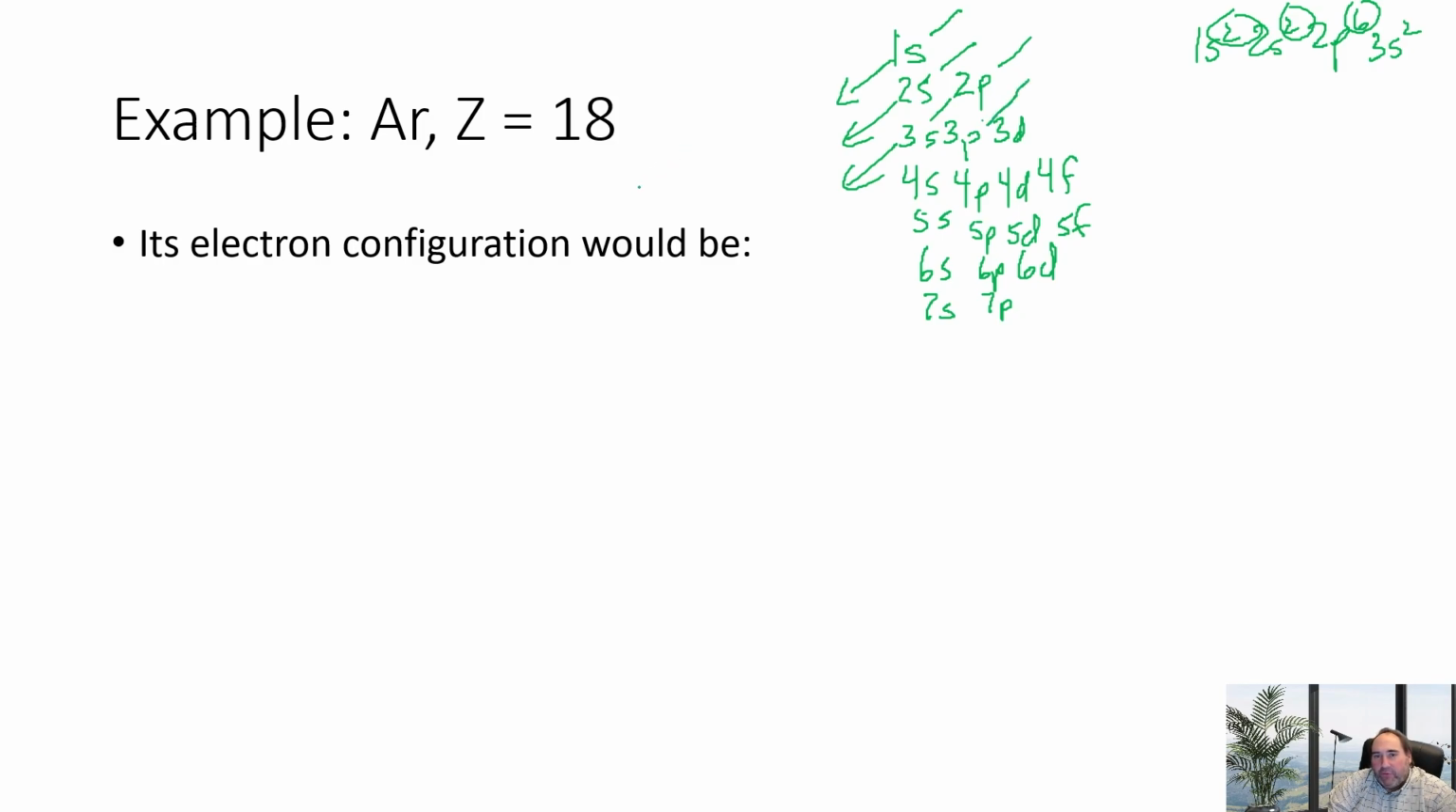Got to keep going. Coming back, 3p6 in this case, that is 18. So that is where we should end up at that point. So we got 3s2, 3p6. Again, counting the top numbers will give us our electrons.